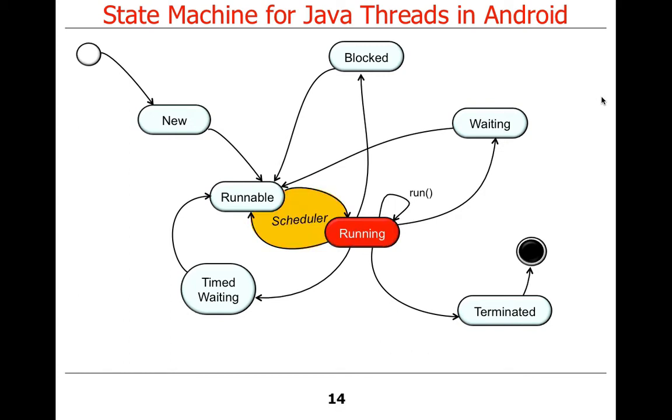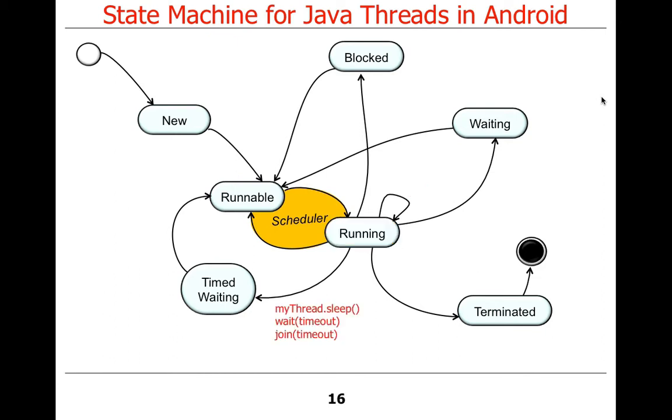When a scheduler picks the thread to run, it now transitions into the running state. And once you're in the running state, that's where things get interesting because the run hook method gets called back. And that's where you do your thing. Now, as you can see from this diagram, you can branch off in a lot of different directions once you're in the running state. So let's take a look at some of the things that might happen.